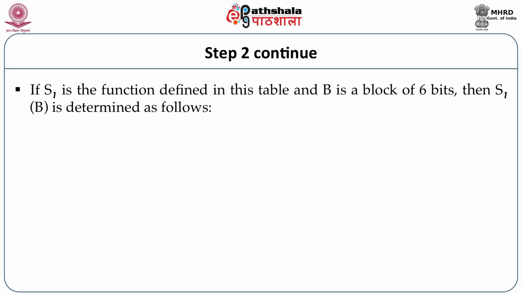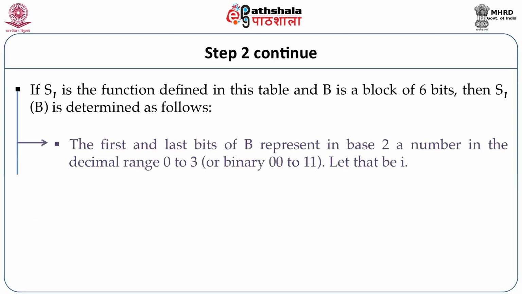How would it be done? So we are given 6 bits. Take the first and last bit, which represents a decimal number in the range of 0 to 3. So if the first bit is 0 and the last bit is 0, it represents 0. If the first bit is 1 and the last bit is 1, it represents 3.